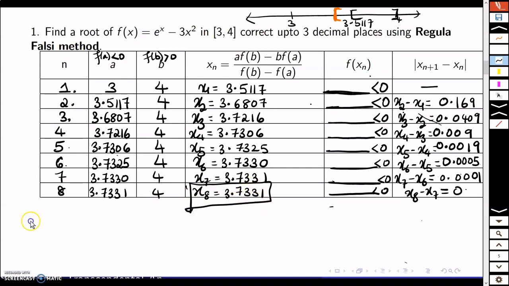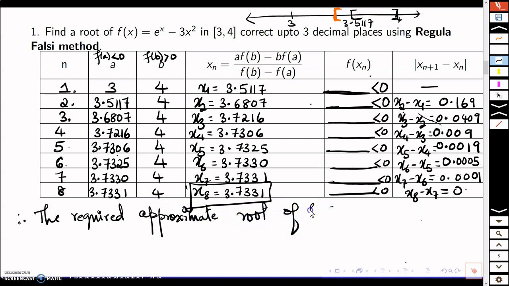Okay, so the result is, therefore, the required approximate root of f of x is this point, that is 3.7331. Okay, so this is how the regula falsi method works, and using this you can find the approximate root of the given function between the 2 points a and b which satisfies certain conditions.